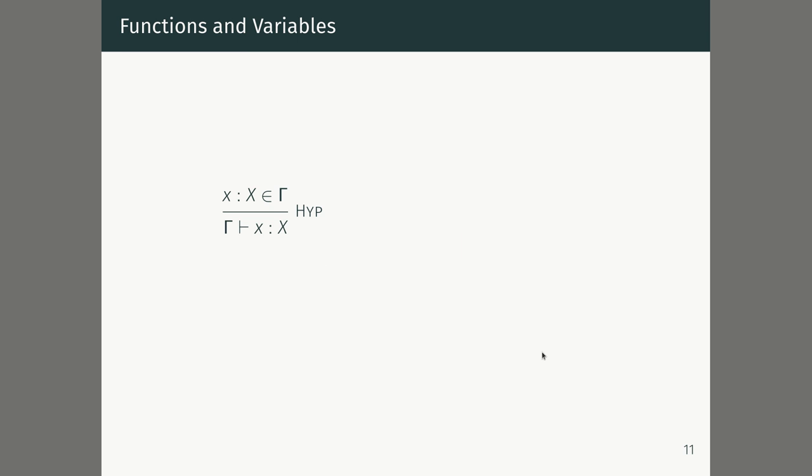Okay, fine. And if you want to implement variables, what you can do is say, well, if you have a variable little x of type big X in your context, then you can use it. So a variable reference little x has the type big X because we just look it up in the context and it tells us what type the variable has.